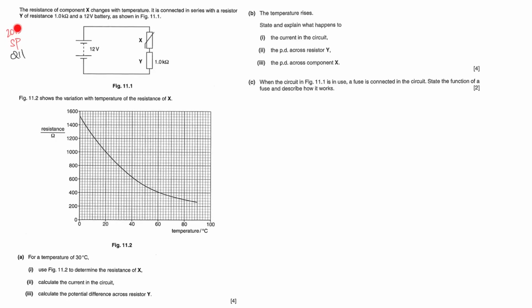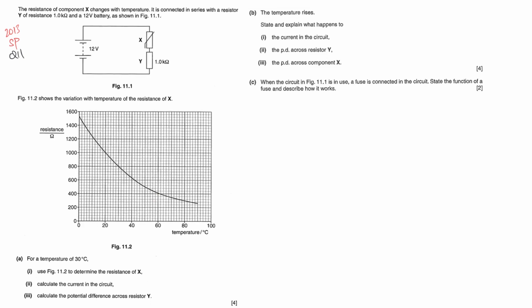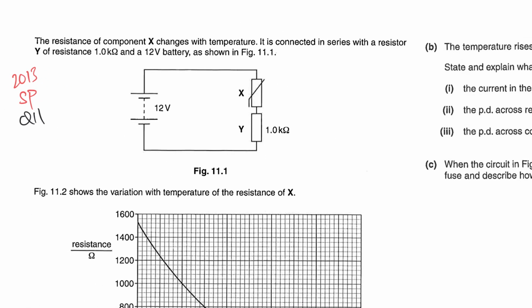This question is a 2013 combined science physics question, question 11. In this question that I want to highlight, you're given a component that you are not familiar with. In this case, this is a thermistor, which is only learned in pure physics, but nonetheless it can still come up for combined science as long as they give you the information. So this is actually a thermistor.